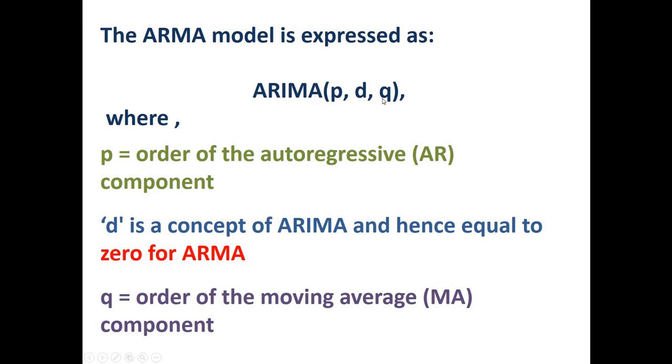So you can pass P, D, Q, and accordingly you can make this particular thing work for ARMA. P is the order of the autoregressive component, and D is the integration part, which for ARMA is equal to 0. If you make the I part, the middle part, 0, it automatically becomes ARMA. And Q is the order of the moving average component. So I said AR and MA are combined. AR has a P and MA has a Q.